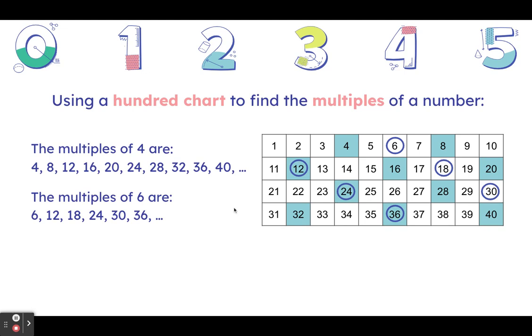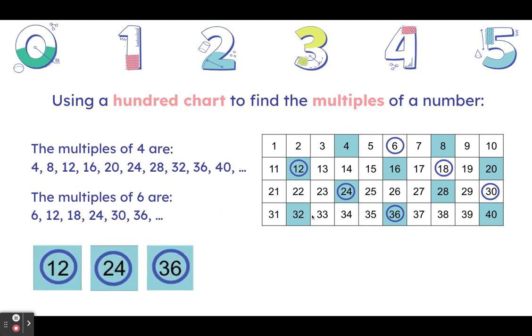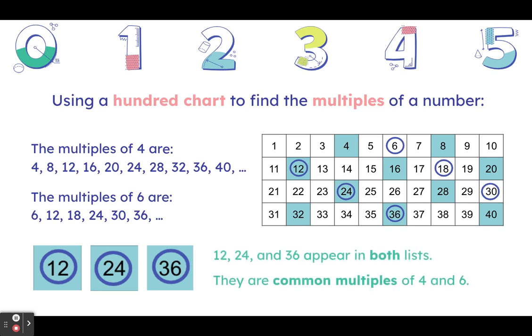Well, you might have noticed that 3 of the numbers on this chart are both highlighted and have the blue circle, which means they're a multiple of 4 and a multiple of 6. So the numbers 12, 24, and 36 appear in both lists. And so they are the common multiples of 4 and 6 because they are common to both 4 and 6. 4 and 6 have those multiples in common. So I hope that helps you understand why we use the phrase common multiples to refer to these numbers.